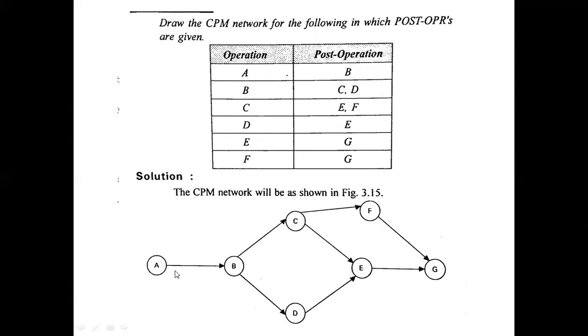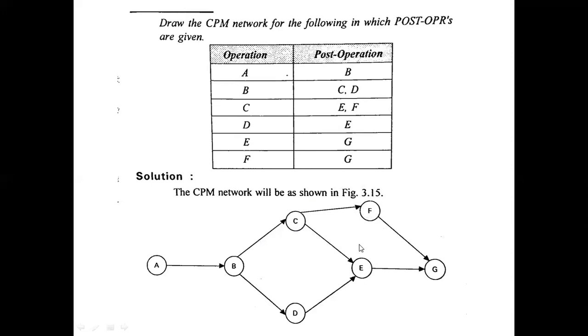So let me start with the first one. After A, what is here? B. So we have to indicate the direction towards this B. And after B, what should it be? C and D. So from the operation B, we have to indicate the arrow marks towards C and D. Why? Because for these two operations, the pre-operation is B only. And then after C, what is this? After C, you have to get E and F.